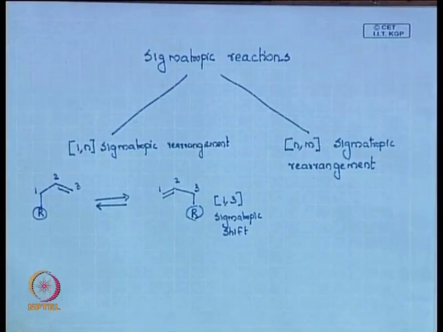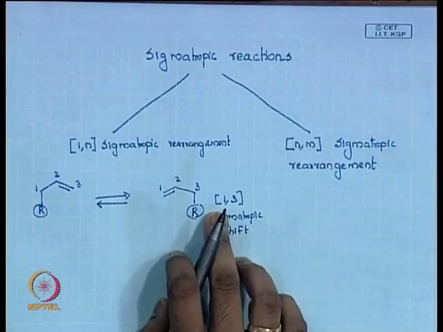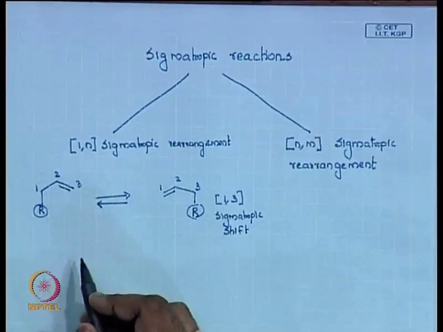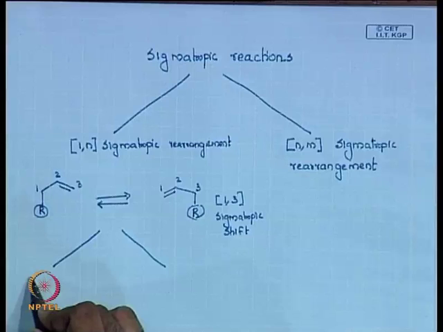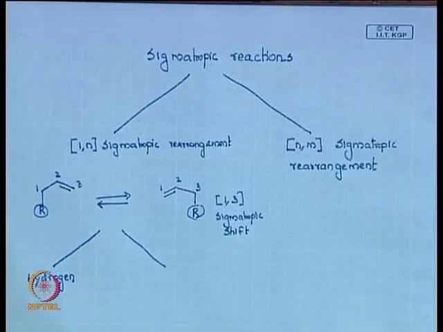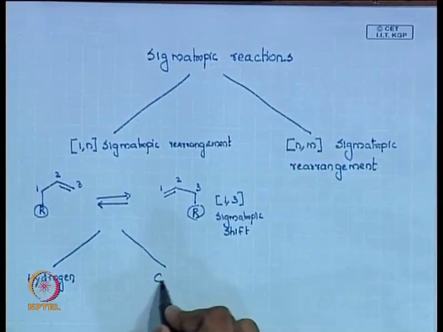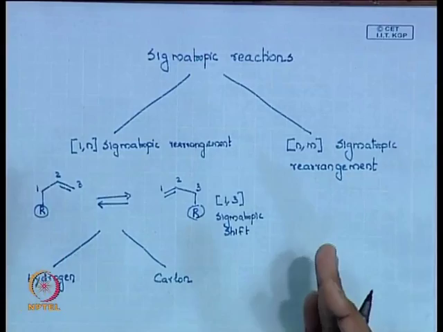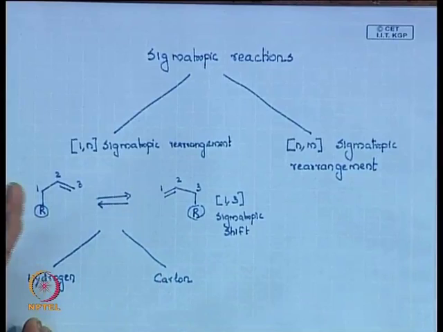See, in this 1,3, 1 is your initial position where the R is, that you always number as 1, and then where it has finally moved, that you call the n. It can be 3, 5, 7, whatever it is. Most of the time you are going to discuss two kinds of R. One is hydrogen; you call them 1,3 hydrogen shift if the R is hydrogen. Or you discuss carbon. Either you see a hydrogen shift or a carbon shift, or it is methyl or whatever, a carbon shift. These are the two big classes of your 1,n. So, sigmatropic shifts are classified as 1,n and n,m, and 1,n I can further classify as 1,n hydrogen shift as well as 1,n carbon shift.